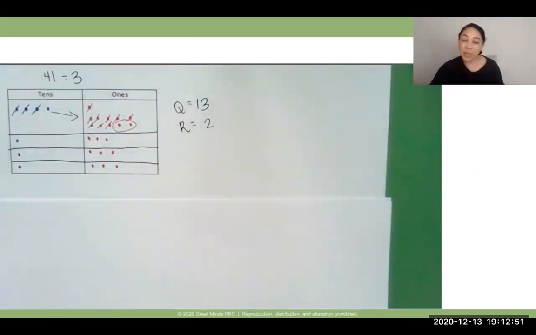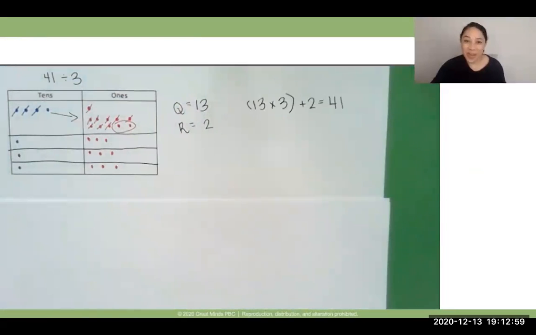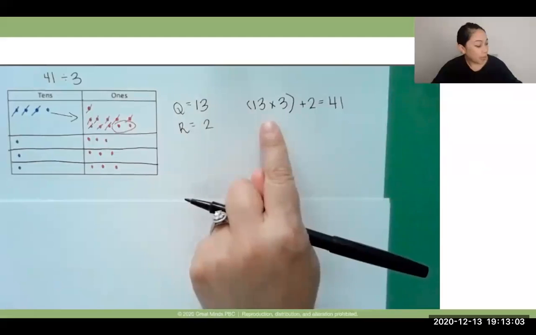Here's what I'd like you to do. I'd like you to pause the video here to write an equation that we can use to check our division. I'll be here when you get back. Welcome back. Here is the expression that I wrote out. Open parentheses, 13 times 3, close parentheses, plus 2 equals 41.